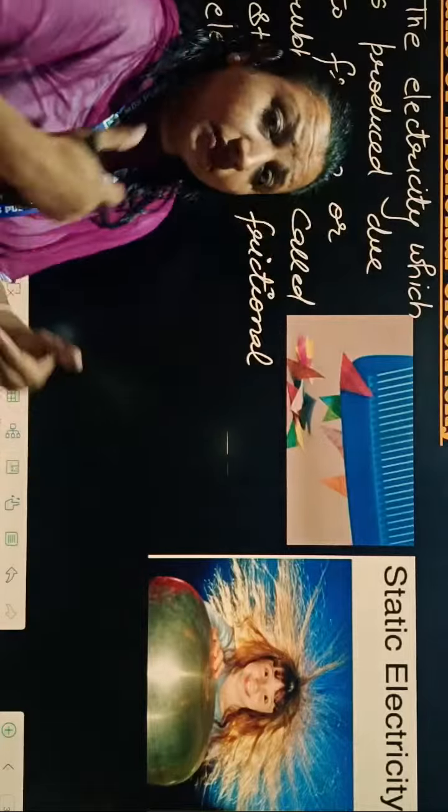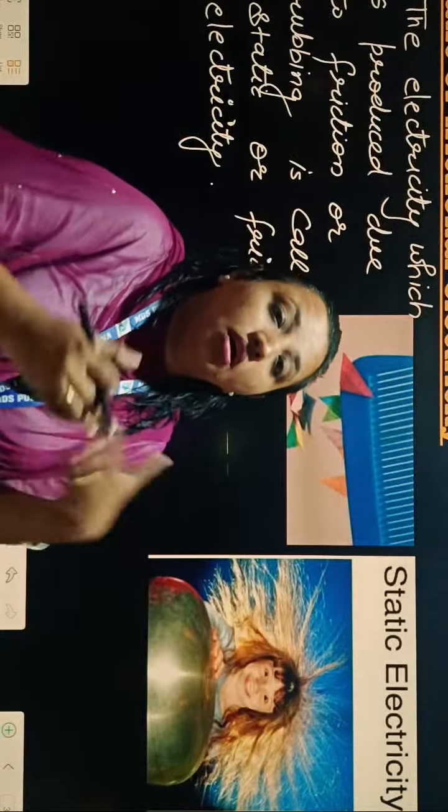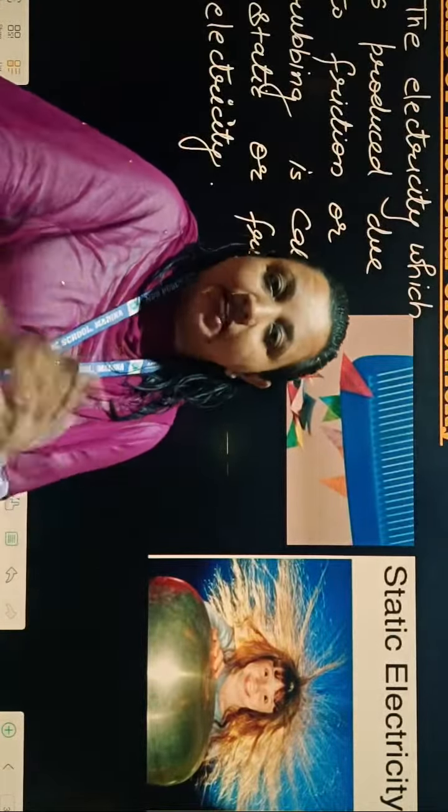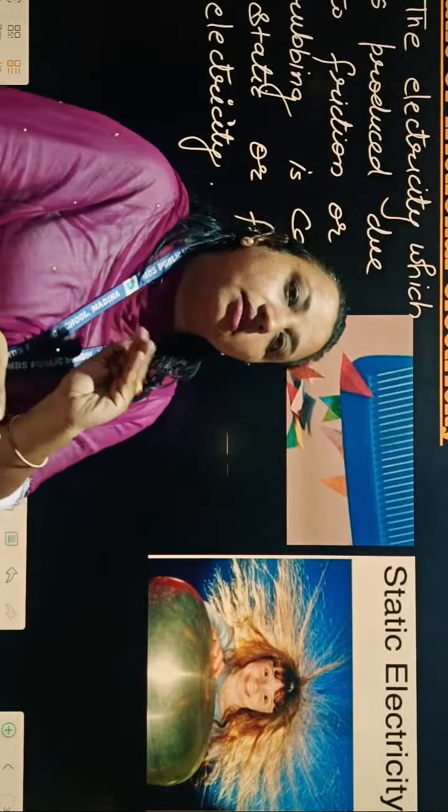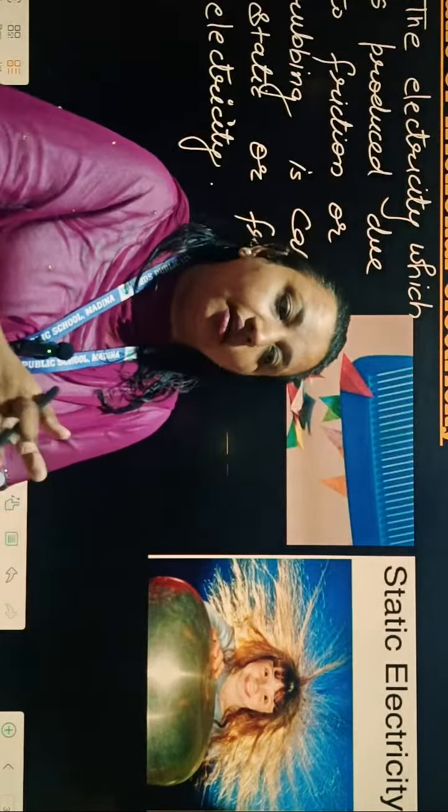राइट? चार्जेस जब रेस्ट में होते हैं तो या ऑब्जेक्ट्स जब रेस्ट में होते हैं तो उनके ऊपर जो चार्ज एक्वायर होता है, that may be due to rubbing or by induction or by conduction. So that electricity is known as static or frictional electricity.